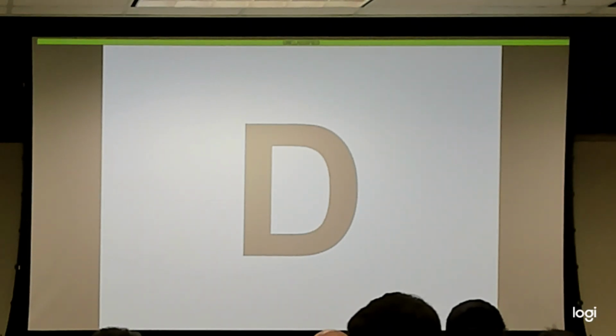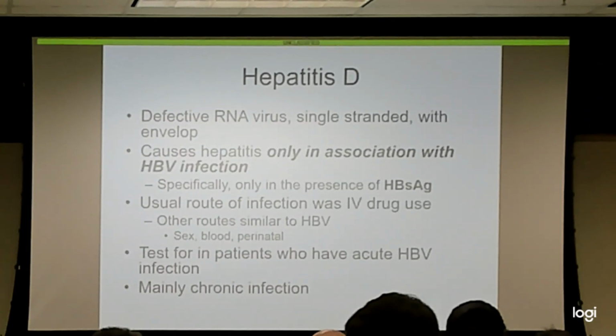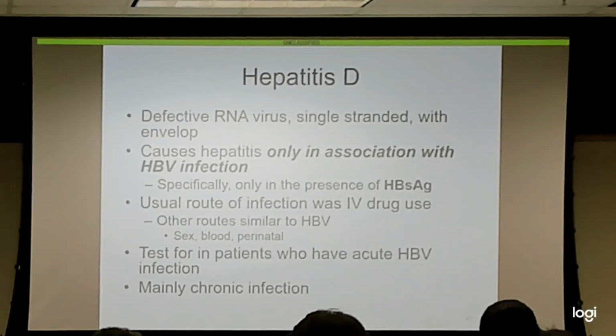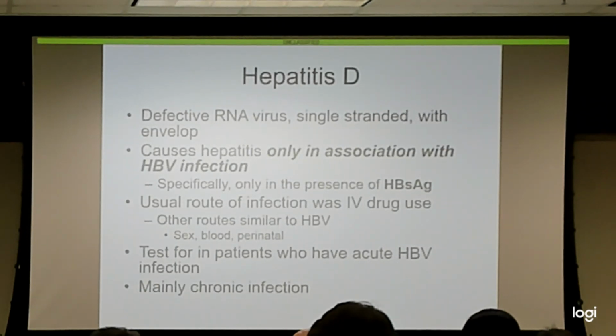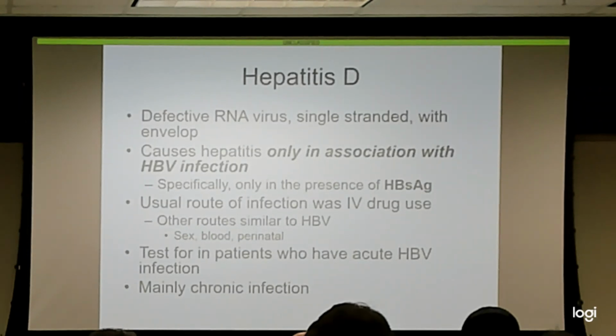So D. Hepatitis D is a defective RNA virus, single-stranded with an envelope, that causes hepatitis only in association with HBV infection. So if somebody's got HBV, you also want to clear them for hepatitis D. It doesn't happen on its own. It's got to have a friend with it, specifically only in the presence of HBV. Usually the route of infection is IV drug use and other routes similar to HBV: sex, blood, and perinatal. It's tested for in patients who have acute hepatitis B, and it's mainly a chronic infection.